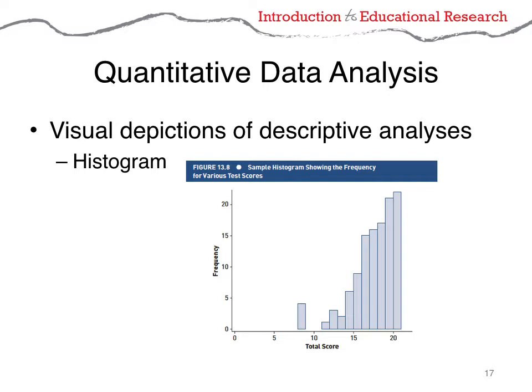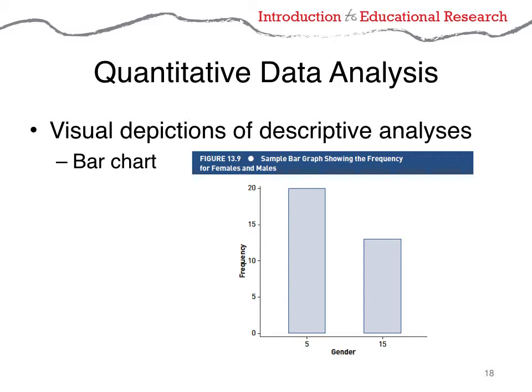Visual depictions, of course, are important. Here's a histogram showing the frequency of various test scores. Frequency is on the vertical axis, and total score is on the horizontal axis. And so you can see that same type of data represented there. Here you see a sample bar graph showing the frequency for females and males, and you see frequency on the left and gender on the bottom.